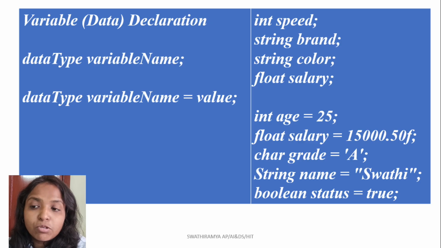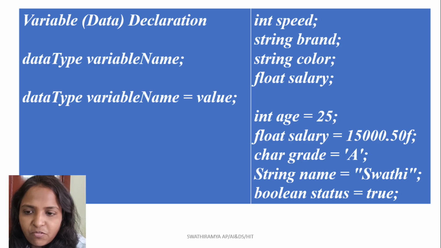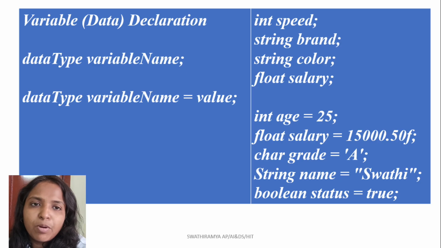If my variable value will be in floating point, in decimal values, then I can give the floating point data type. So float salary. If you want to assign the value also, you can directly assign: int age is equal to 25, float salary is equal to 15,000.50. Whenever you are using a floating point value, you have to give the F. For a string, you can assign the value with the help of double quotation.